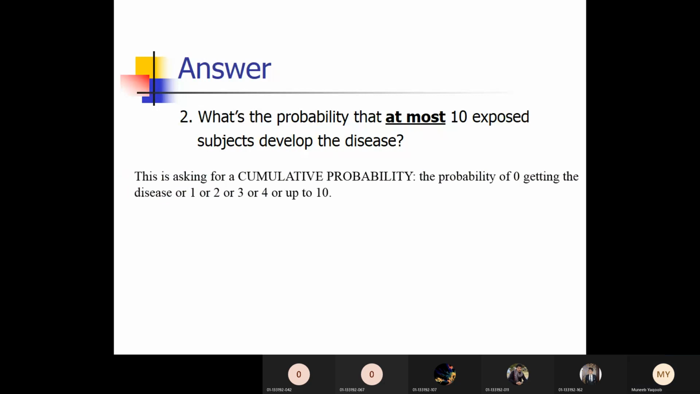According to the question, if we need to calculate the probability of at most 10, it means we need to calculate the probability of x less than or equal to 10, that is the probability of x equals 0, 1, 2, 3, 4, 5 till 10. So we need to apply the formula 11 times.